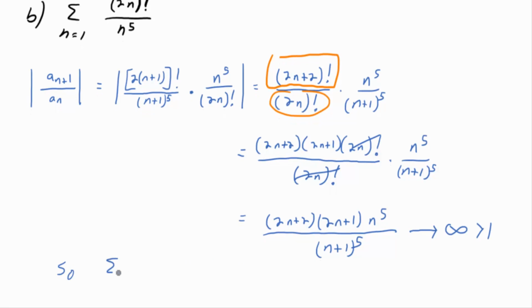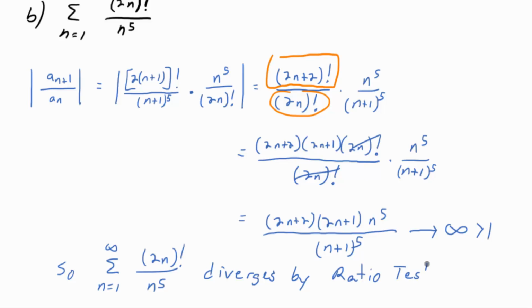So the series does what? Diverges. We don't say diverges absolutely. It just diverges by the ratio test. Don't say RT because there's a root test too, so you've got to write it out. Ratio test. There's a root test which has the same initials, so you've got to write it out.